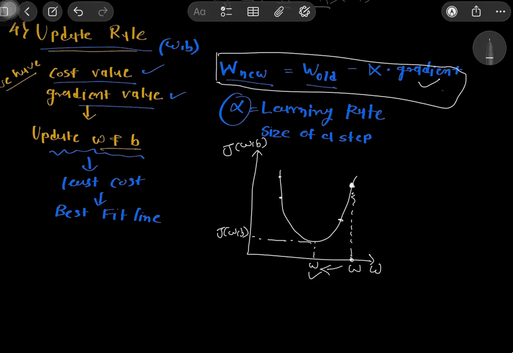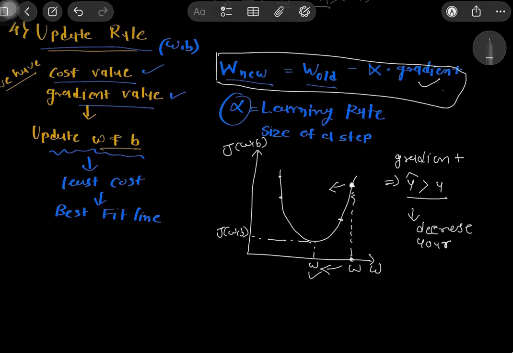So what will happen here? My gradient has to make sure that my W is moving in this direction. So what will happen? My gradient will say that whatever y hat I am predicting is less than my true y. In this case, my gradient will say that you have to decrease your W value. So my gradient will be positive.